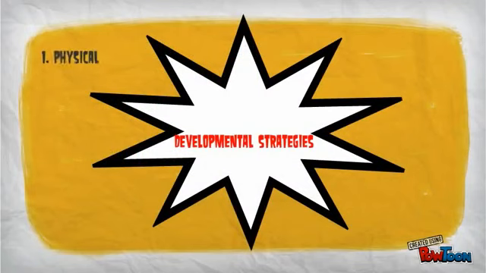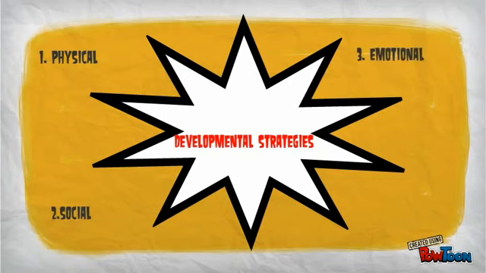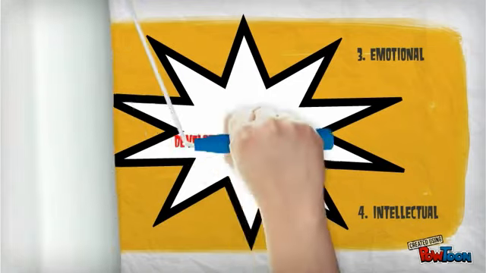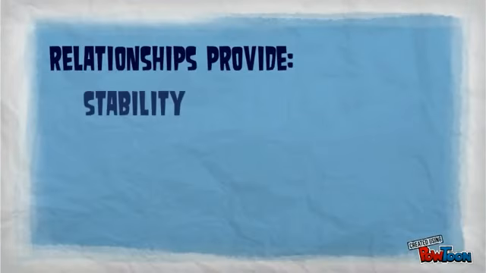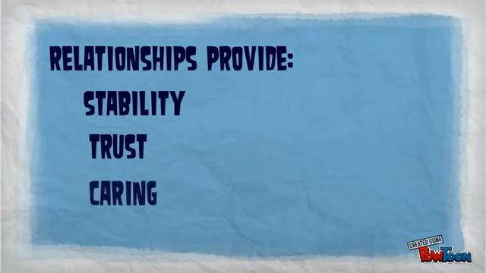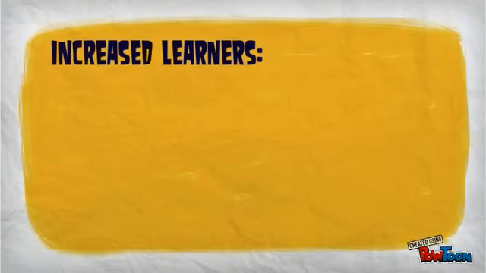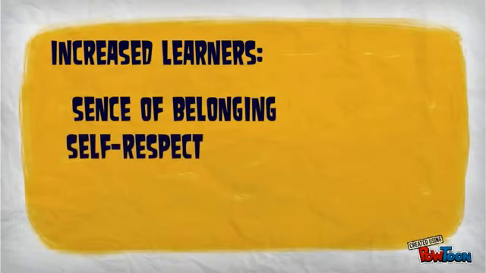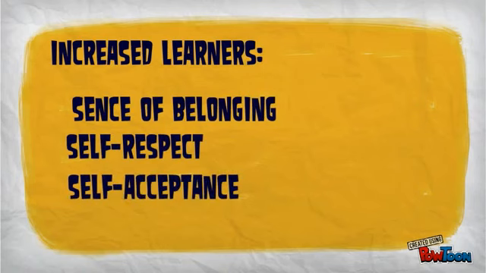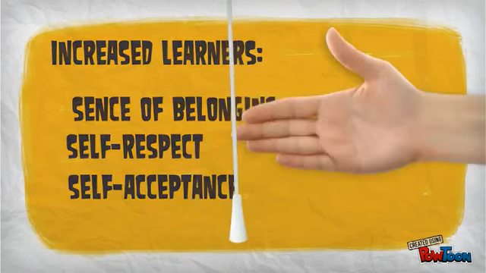Overall, learning can be enhanced when the learner, or you guys, has an opportunity to interact and to collaborate with peers on instructional tasks, like what we do in class such as today. Learning settings that allow for social interactions and that encourage diversity encourage flexible thinking and social confidence. Quality personal relationships that provide stability, trust and caring can increase learners' sense of belonging, self-respect, self-acceptance and provide a positive climate for learning.